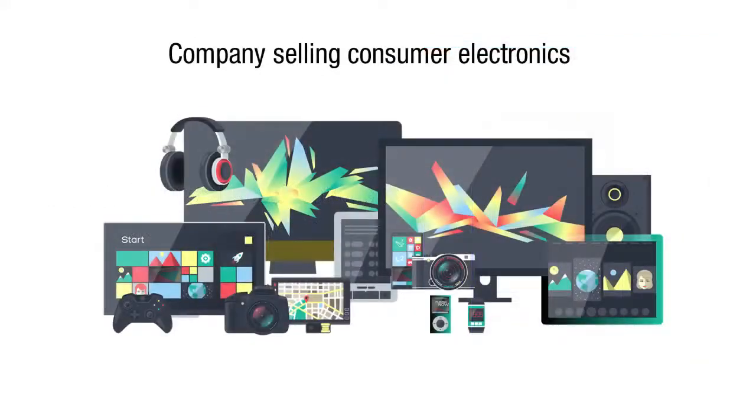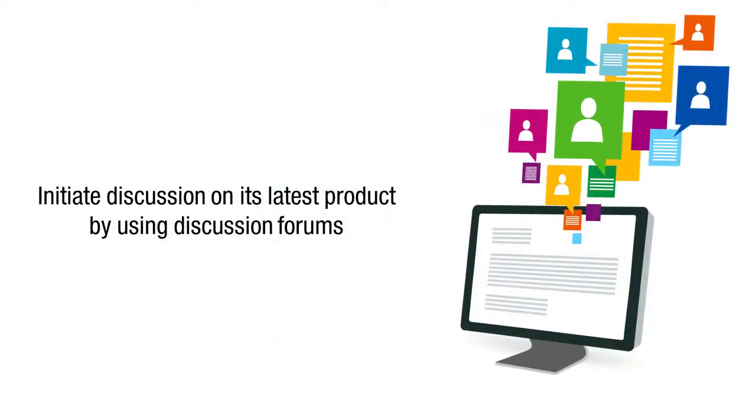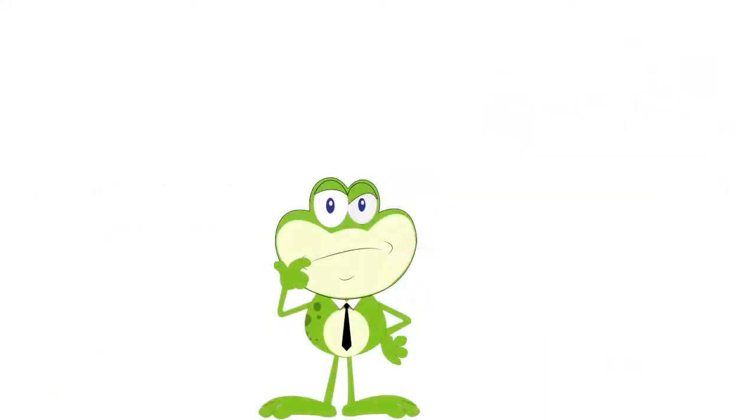Similarly, a company selling consumer electronics may want to initiate a discussion on its latest product by using discussion forums on social media, while the ability to buy the product is offered only on its website. Now that you understand this concept, can you think of a scenario where this concept would be applicable?